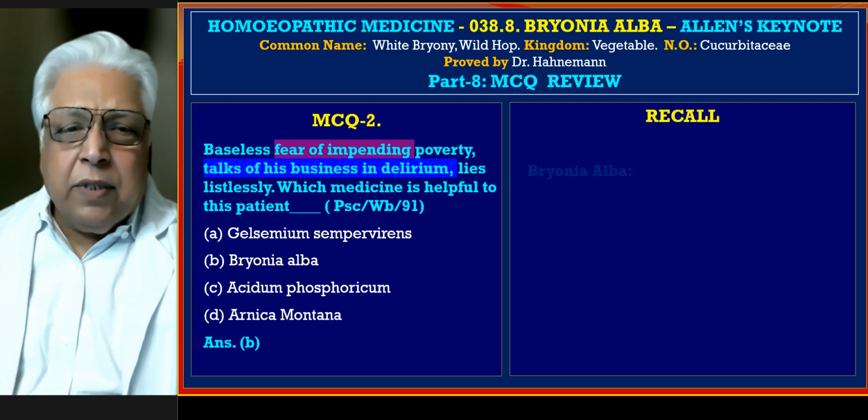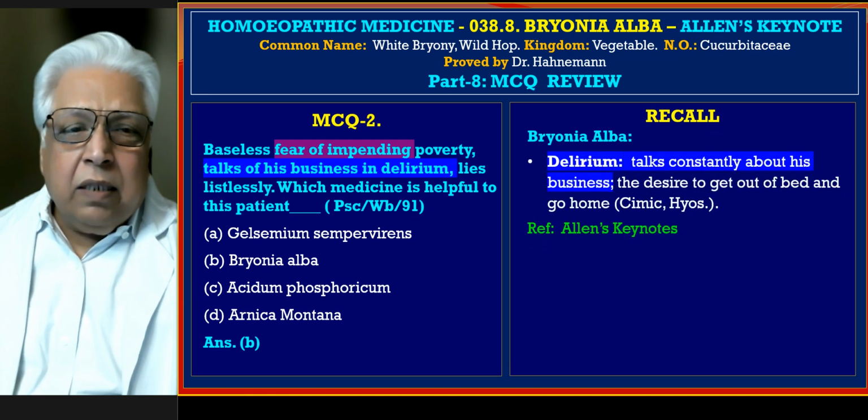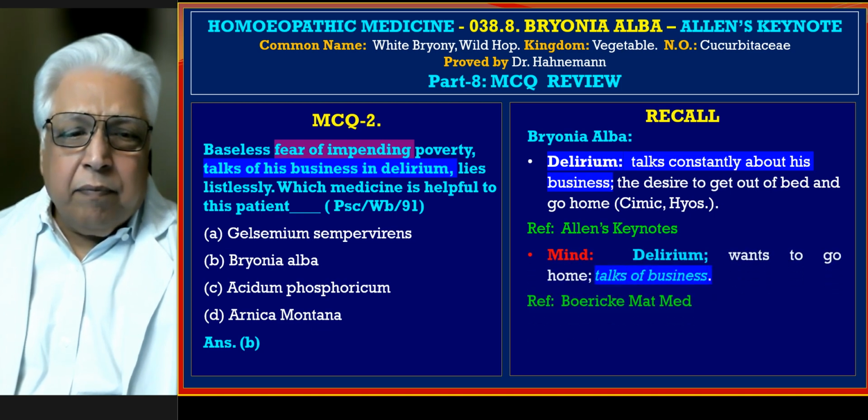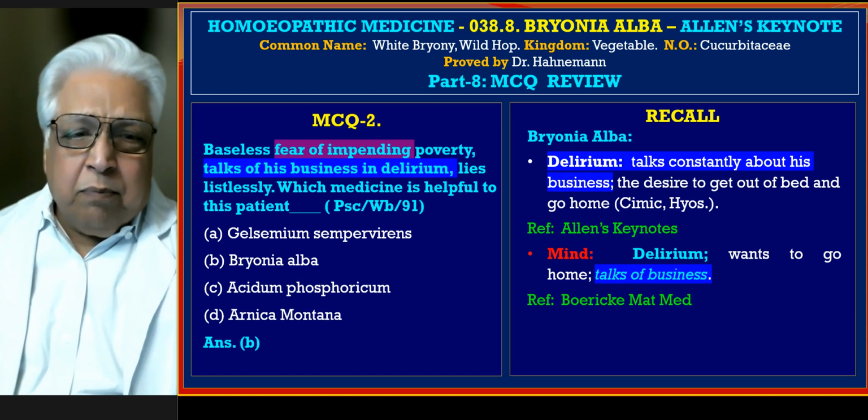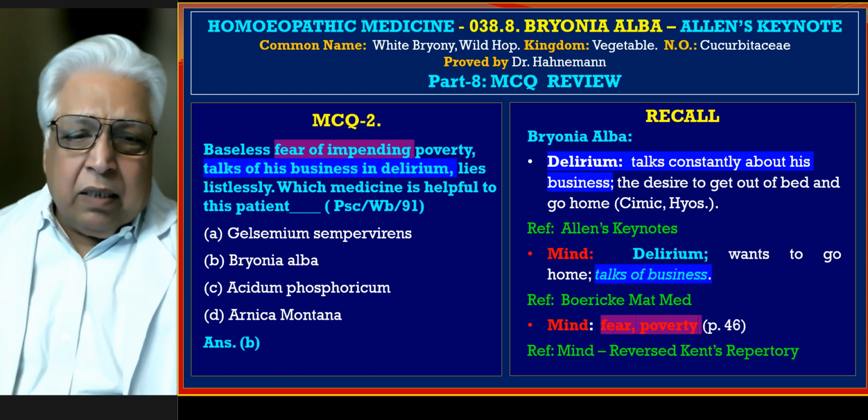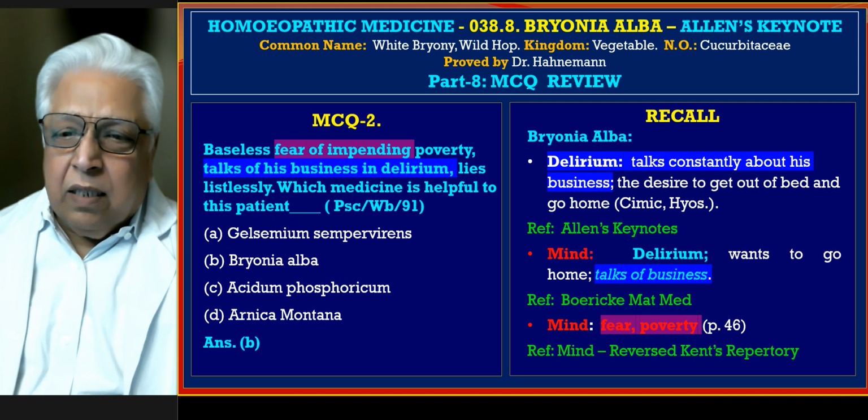Let us seek the reference. In Bryonia alba, delirium talks constantly about his business. This information is coming from Allen's Keynote. Again we find mind delirium wants to go home and talks of business, also coming from Boericke's Materia Medica. And we get to the mind section, fear, poverty. This rubric is in first grade representation and the reference is Kent's Repertory. So we find the correct choice appears to be Bryonia alba only.